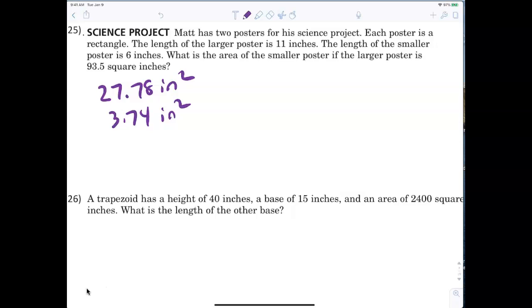All right. So the larger poster is what? The length is what? 11 inches. And the other one is what? So everybody take your calculator and do 11 divided by 6.